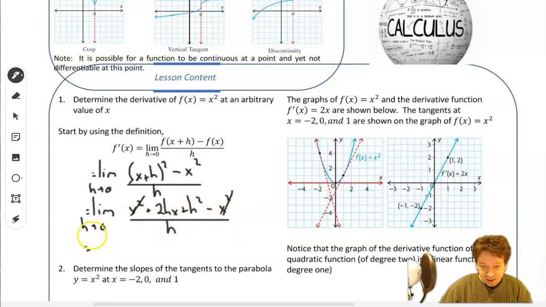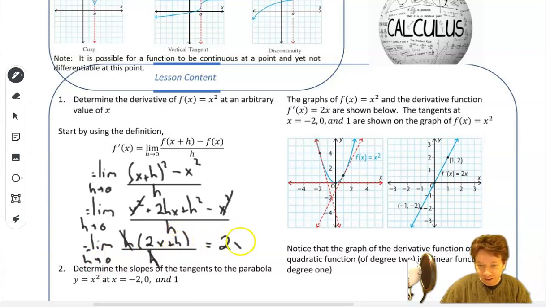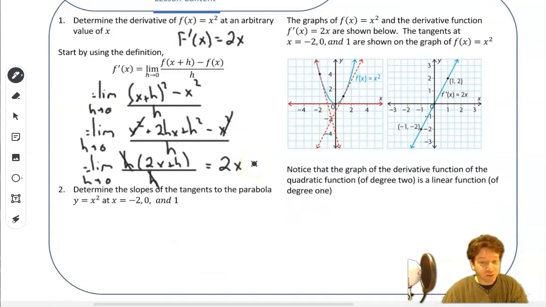Okay, so I can factor out an h. So the limit as h approaches 0, factor out an h, and we'll get 2x plus h all over h. So h cancels. And then as h approaches 0, this term goes away, and we're just left with 2x. So if f at x equals x squared, f prime at x, or the derivative of f at x, equals 2x. So now we can determine the slope of the tangents to x squared at any point we want. We don't have to keep doing the limit because we know what the derivative function is. It's 2x.